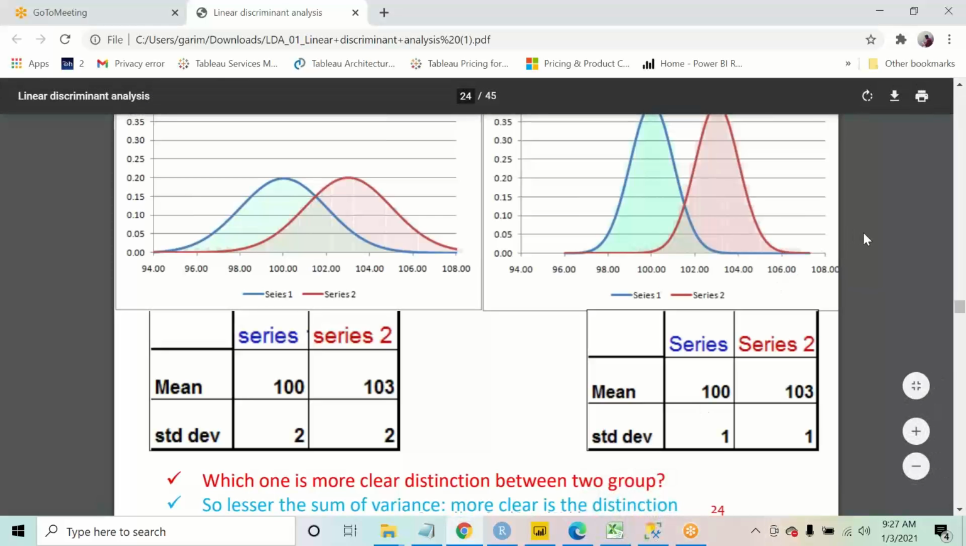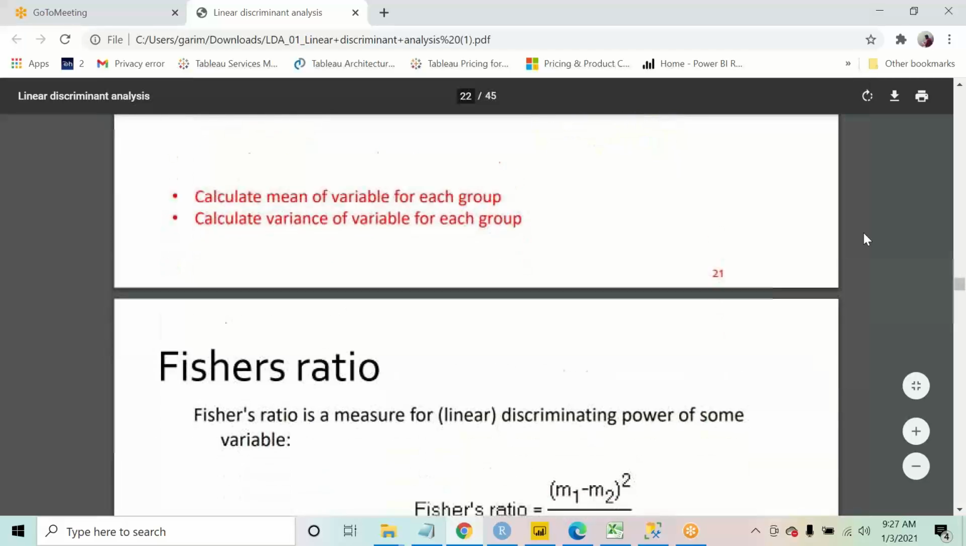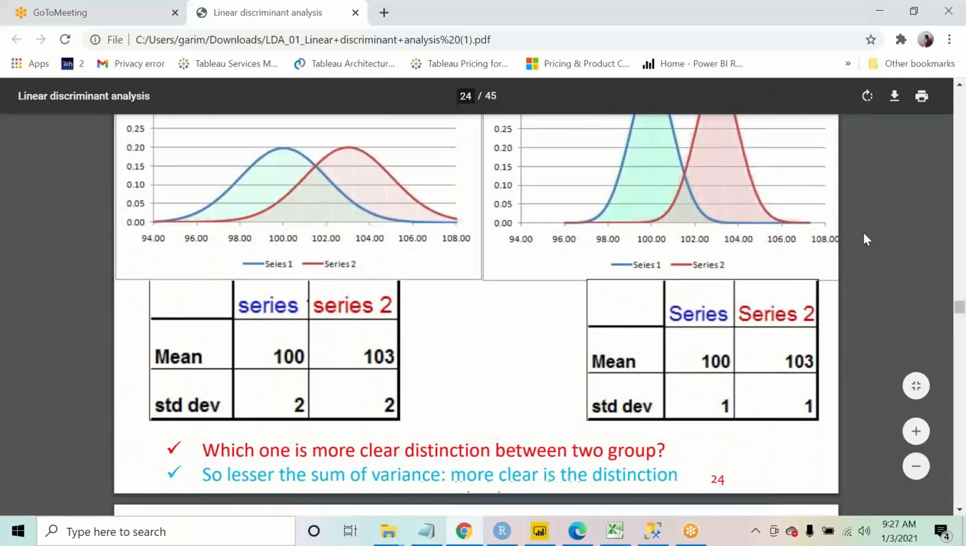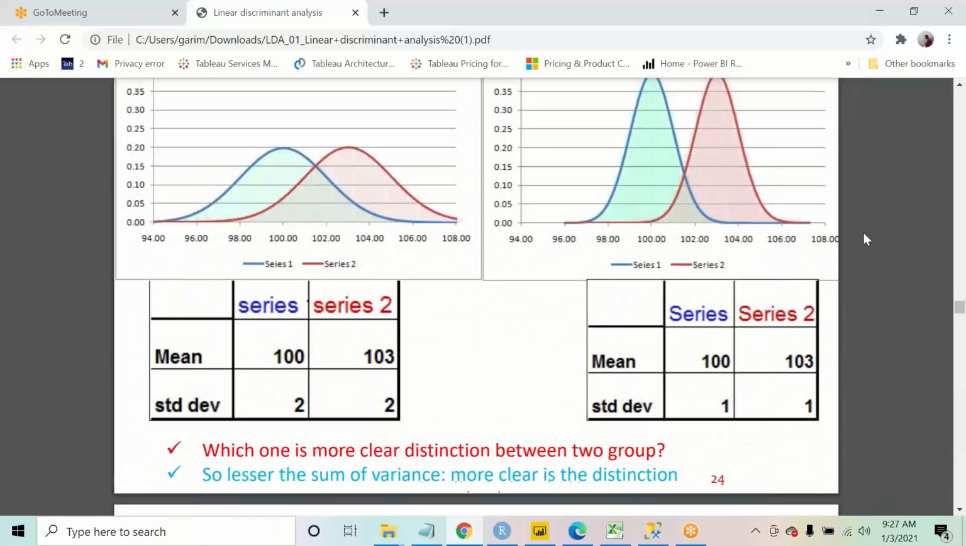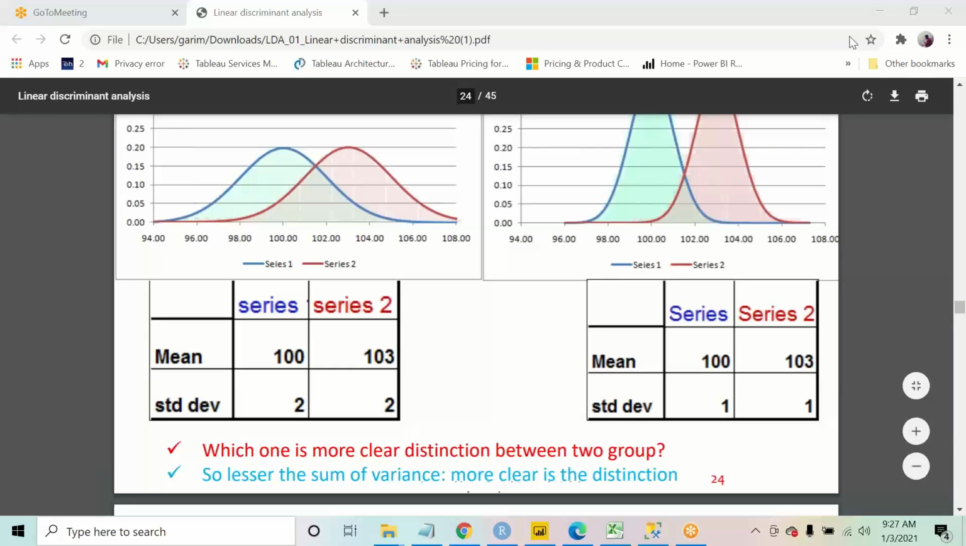Correct? Because the formula for Fisher's ratio is what? M1 minus M2 raised to the power 2, M1 minus M2 square divided by V1 plus V2. So if you find the difference of the mean, that will be 3, 3 raised to the power 2, that is 9, 9 divided by 8, and the other one is 9 divided by 2. So the Fisher's ratio is something that will be higher for this second series.